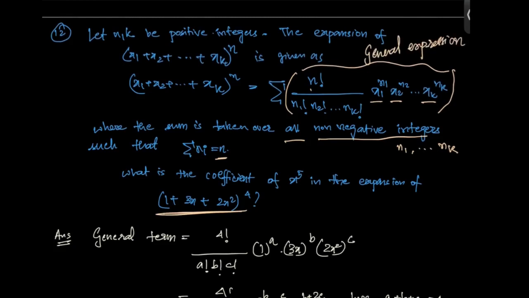If you can see, if we restrict the number of terms to 2, that is if k is equal to 2, then this turns out to be nothing but the binomial expansion. And in the general case, it's called the multinomial expansion. So this is something that's very useful to know.